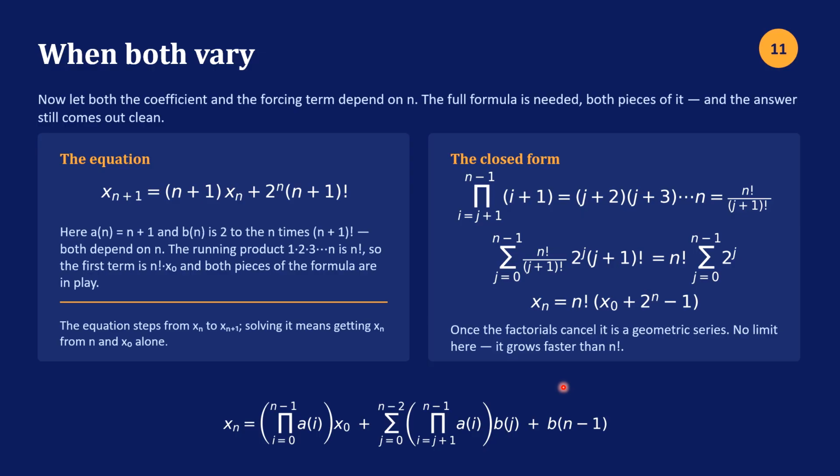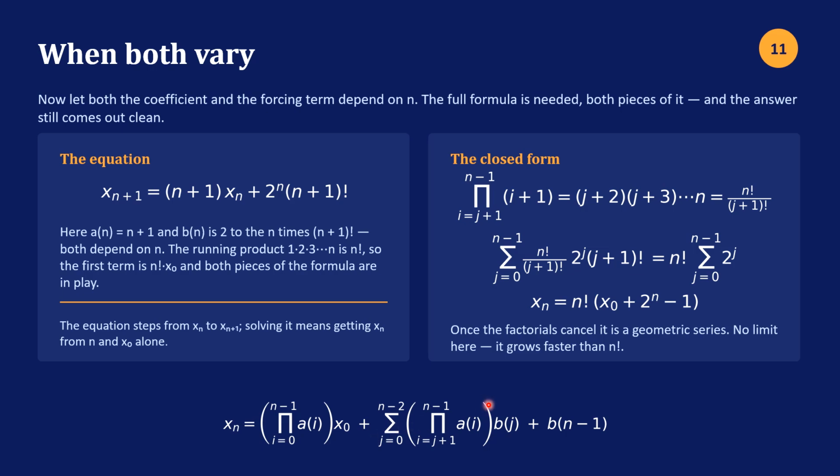Sometimes, even if you don't have constant coefficients and b_n being constant, you can occasionally, not always, but you can sometimes get it into a nice form like this here. So this is easier. This product, it's just 1 times 2 times 3 all the way up to n. So this is n factorial times x sub 0.